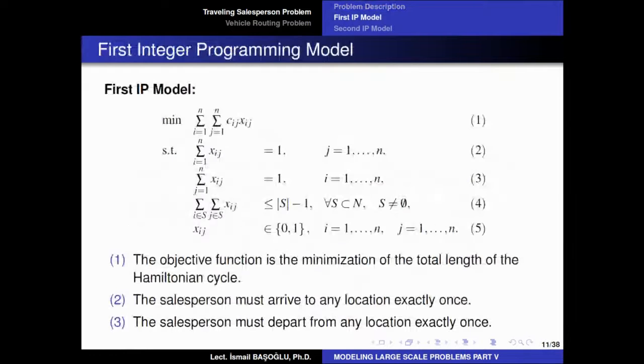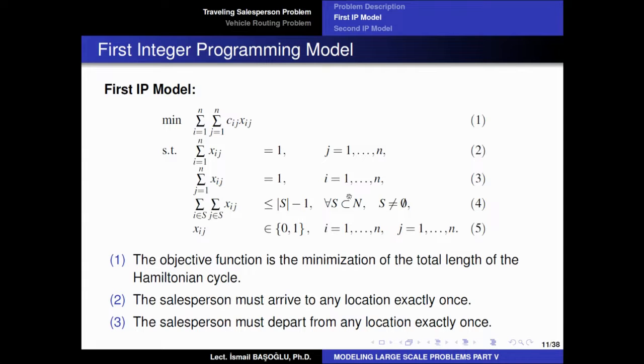Therefore, we should say that for any given subset of the nodes, the total number of active edges within the subset of nodes should be at most one less than the number of nodes in that subset. Okay, so this is the first type of subtour elimination constraint. We are going to develop another integer programming model for the traveling salesperson problem after this one. You will see that it is also possible to eliminate the subtours with that constraint.